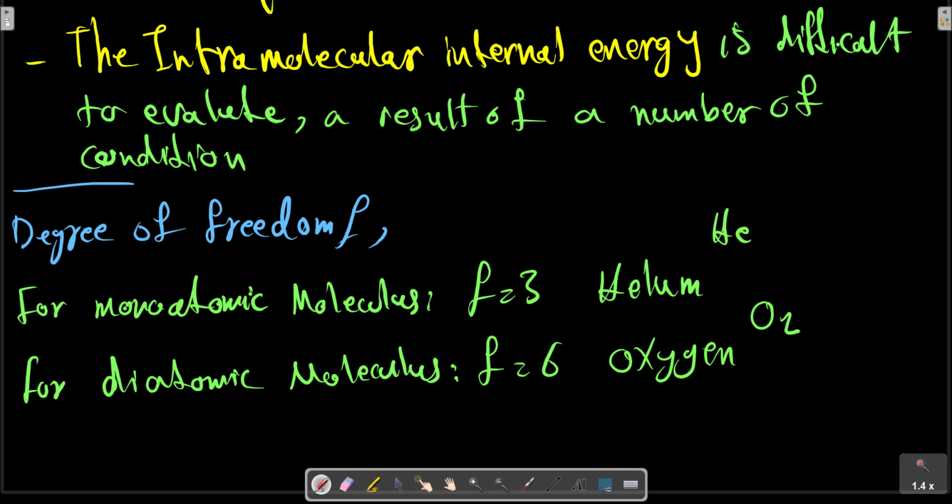For a more complex molecule such as the water molecule, H2O, there are nine degrees of freedom, F equals 9.